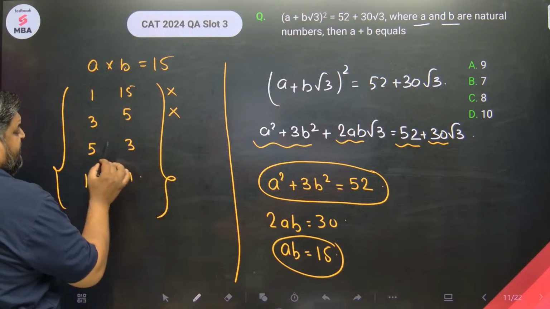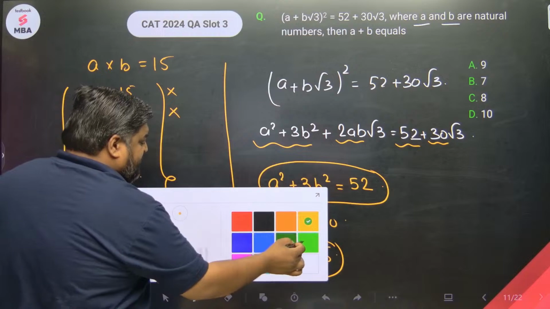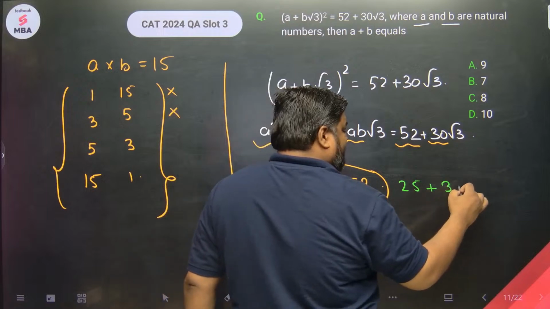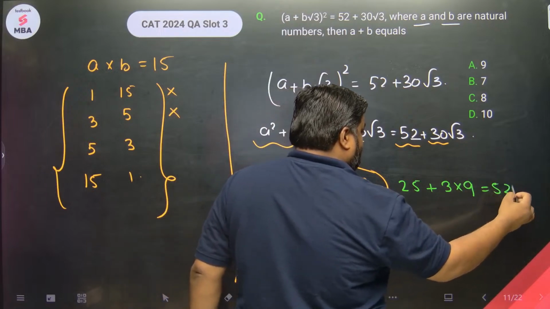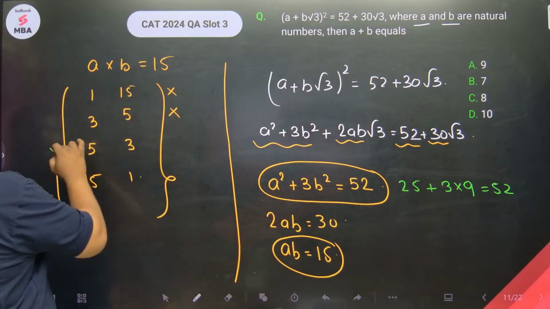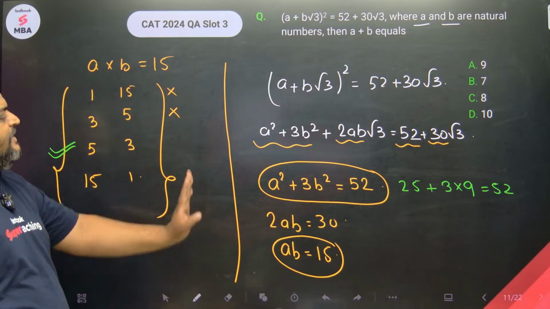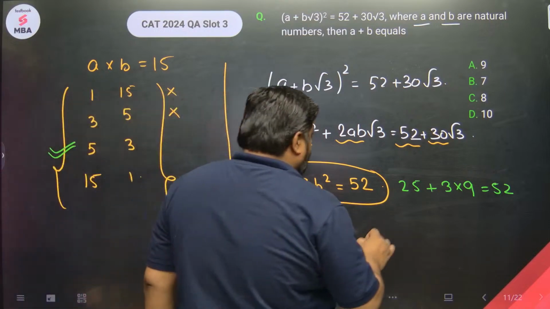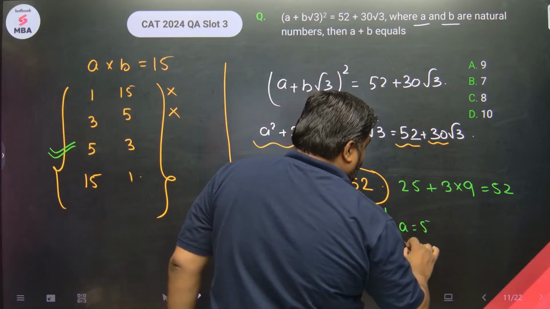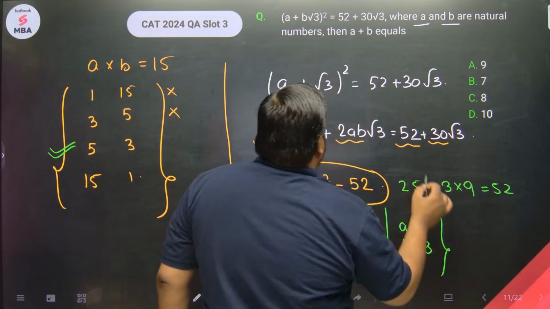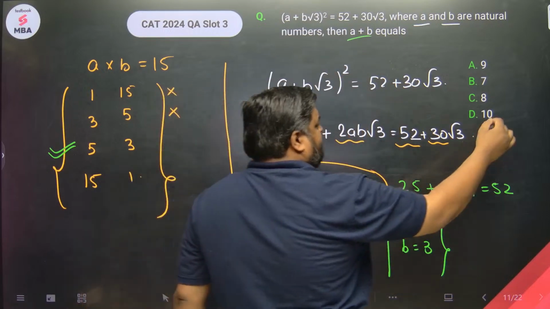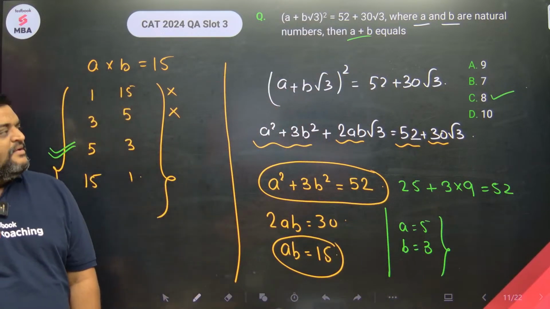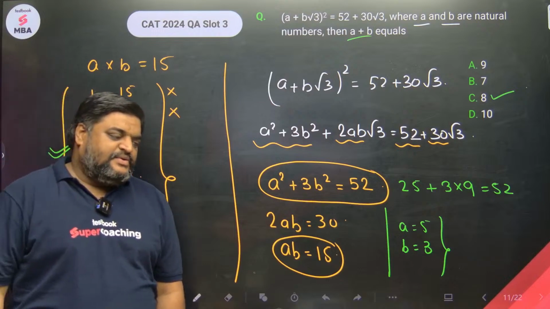Okay. If B is 3, A is 5. So this becomes 25 plus 3 into 9, and this is 52. So this satisfies. Ordered pair of A and B as 5 and 3 satisfies. So A is 5, B is 3. We solved this. A क्या मिल गया आपको? A is 5 and B is 3. What is the sum of A and B? A plus B is 8. Sorted? That was the answer to this question.